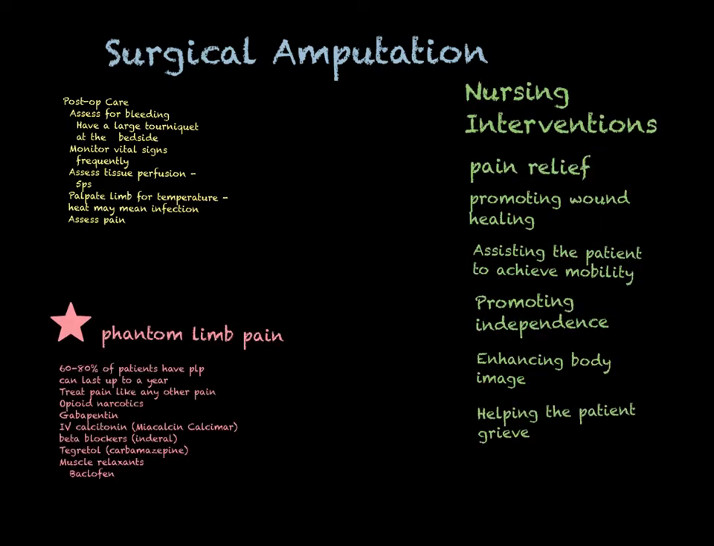Okay, so when we talk about the nursing interventions for a post-op patient with a surgical amputation, we did discuss pain relief for phantom limb pain. You also need to address incisional pain. And incisional pain usually does respond best to your opioid analgesics, and you can cover that breakthrough pain with some NSAIDs too, ibuprofen.